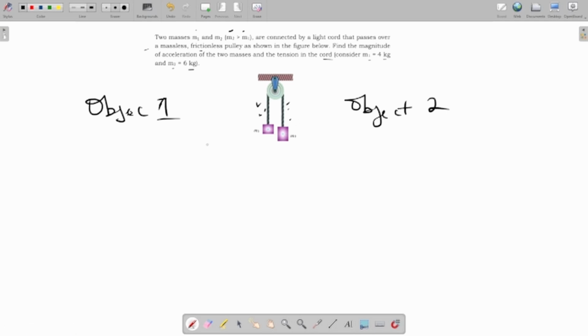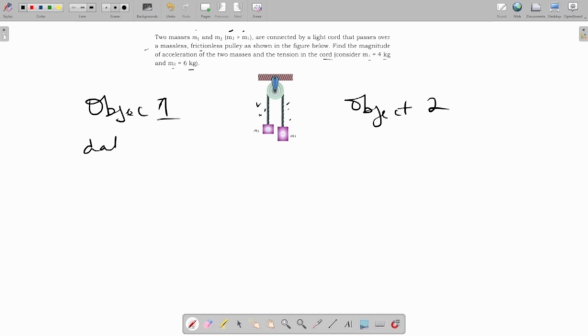All right, so let's begin with this. So there is no normal force problem here because the masses are not resting on a surface. So we are not going to consider any form of normal force. Let's collect our data and start solving the problem.